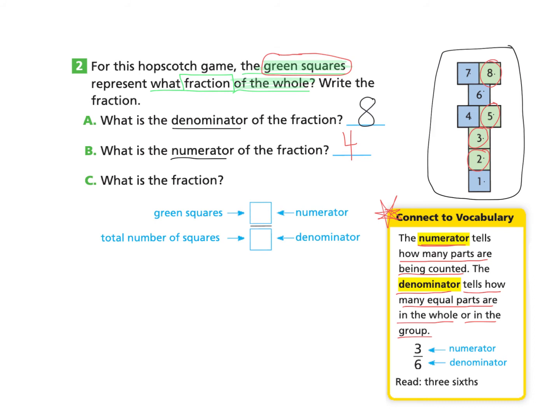Now let's take a look at part C. What is the fraction? So first they ask us to put in the number of green squares, or the numerator, which we know is the number 4. And then they ask for the total number of squares, or the denominator, which we have counted as 8. So our fraction is 4/8.